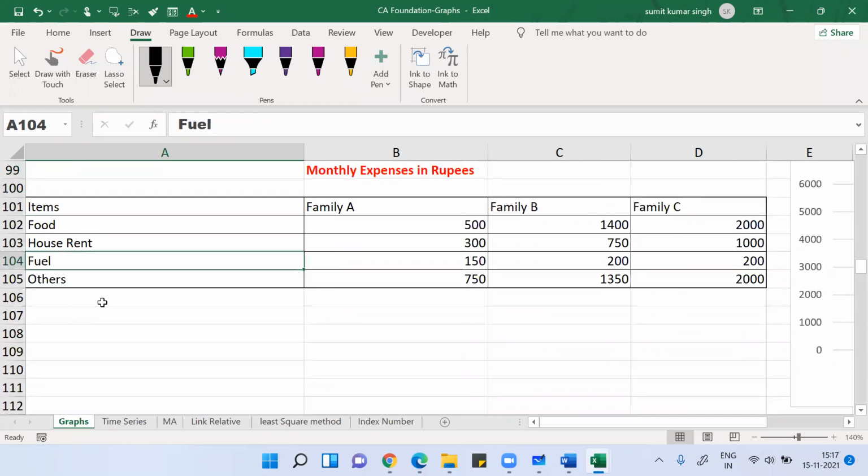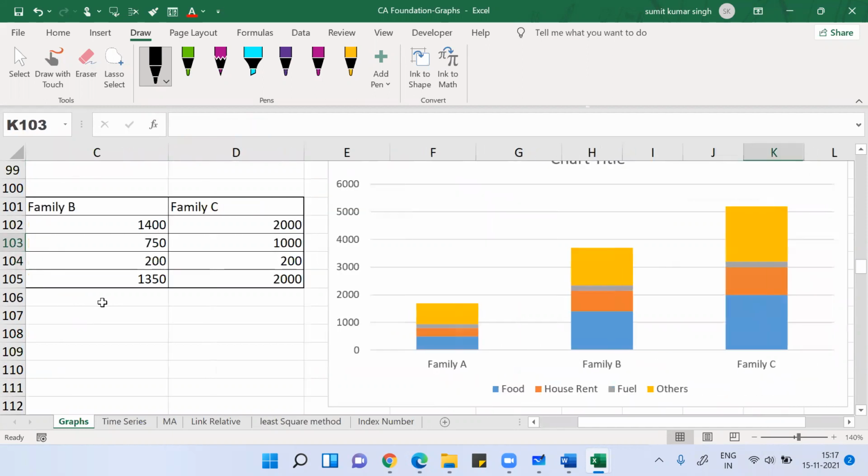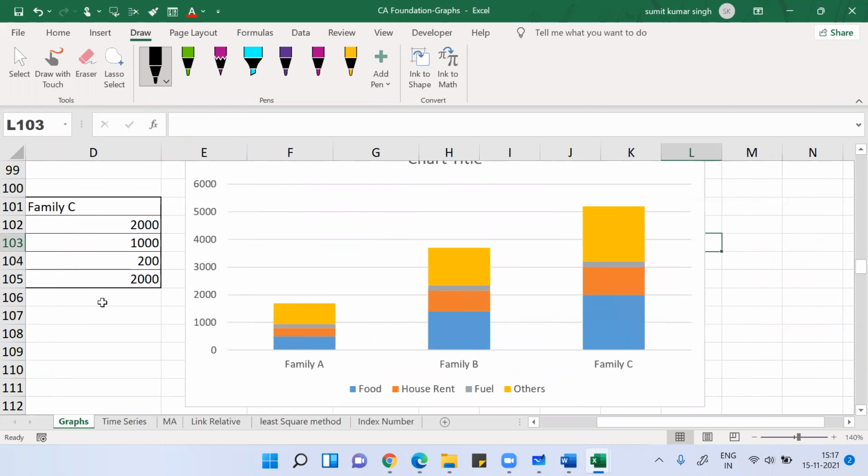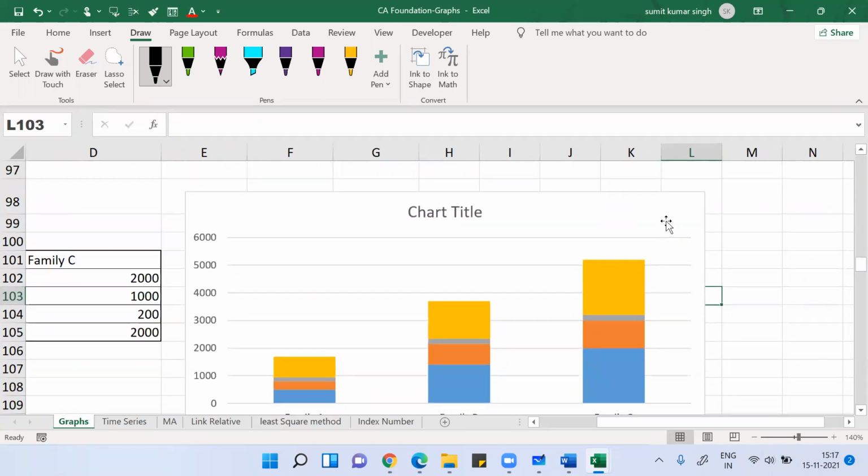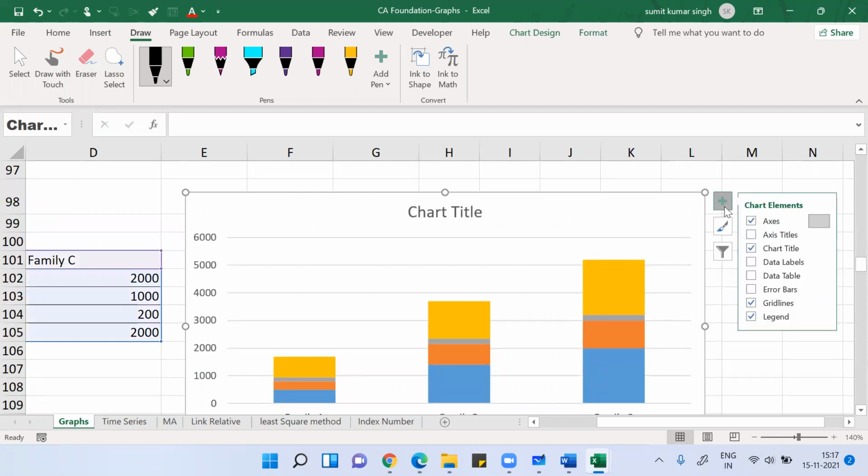In a percentage bar diagram, the values are written in the form of percentage, but in the case of a subdivided bar diagram, your actual values will be written. I hope you see this. This kind of representation is called a subdivided bar diagram. This form of representation is called a subdivided bar diagram.